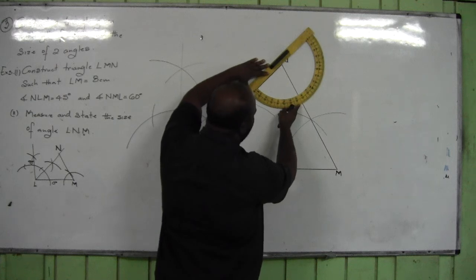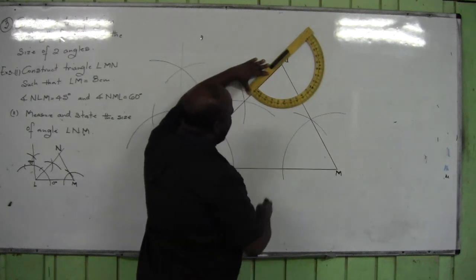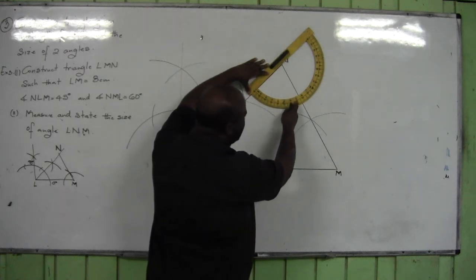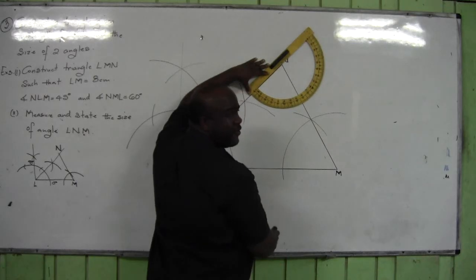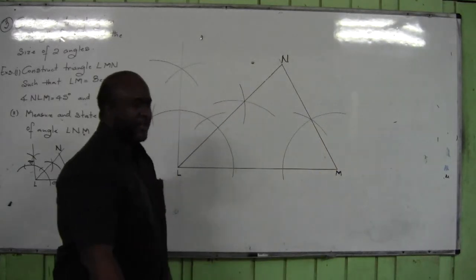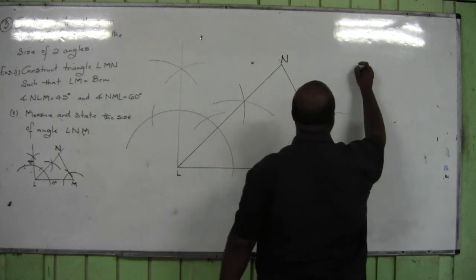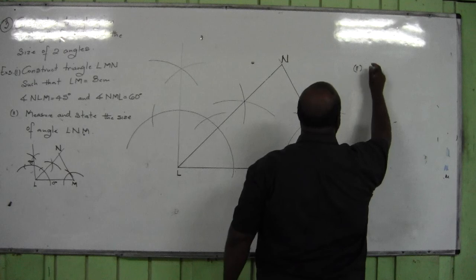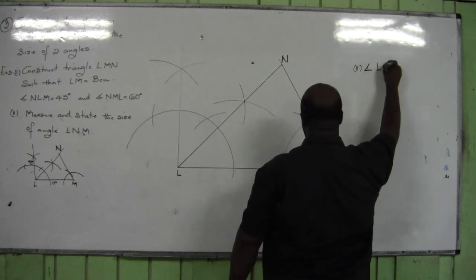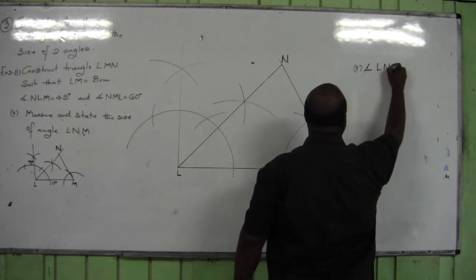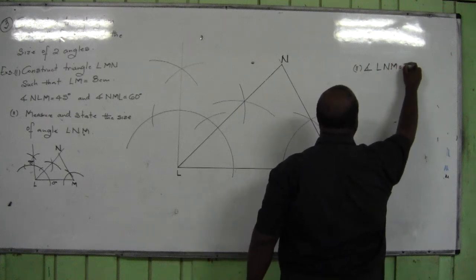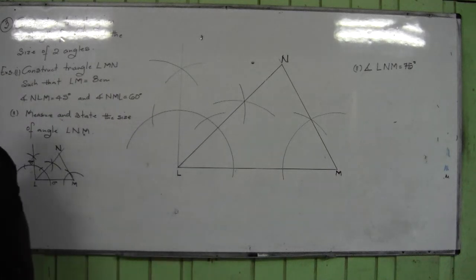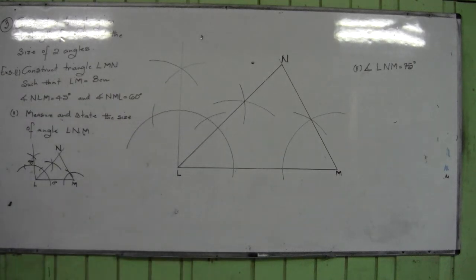And what angle are we expecting? 75. Look at mine: 10, 20, 30, 40, 50, 60, 70, 75. Mine is 75. Therefore, I'm going to just say angle LNM is equal to 75 degrees. And angle LMN is equal to 75 degrees.